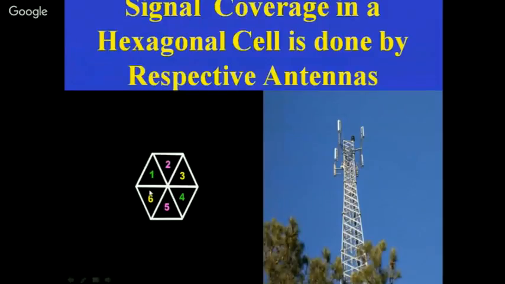Here, 1, 2, 3, 4, 5, these are sectors. 1, 2, 3, 4, 5, 6, these are the dipoles. It is quite possible that number 1 is attached with number 1 dipole, number 2 is attached with number 2 dipole, and number 3 and so on. Each dipole is for each sector. This gives some idea of the hexagonal cells and their coverage.